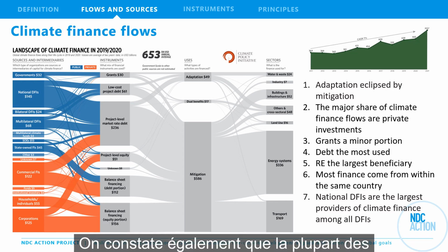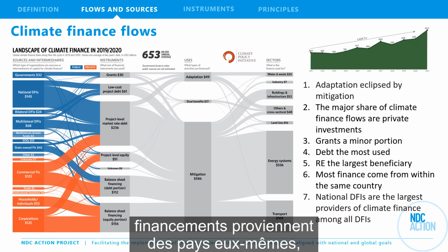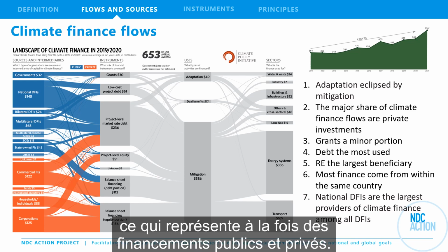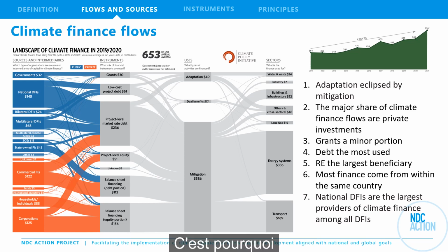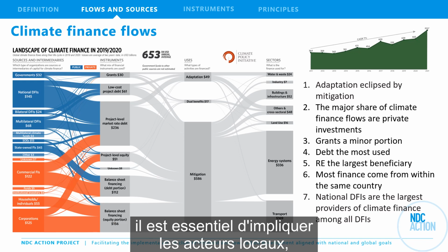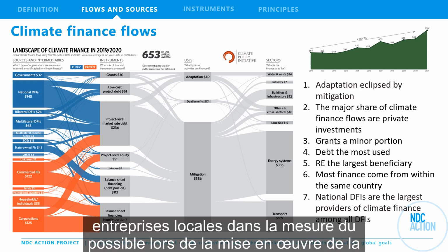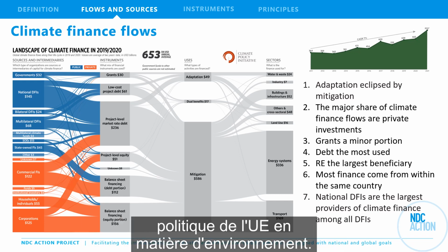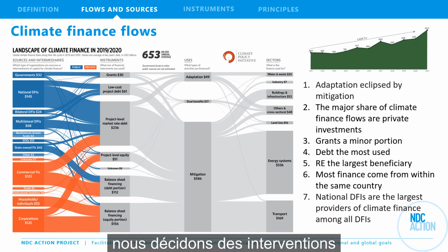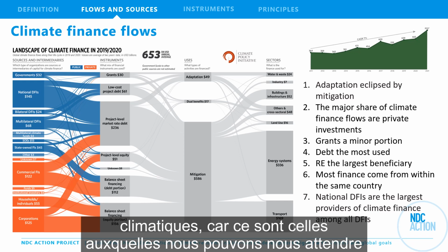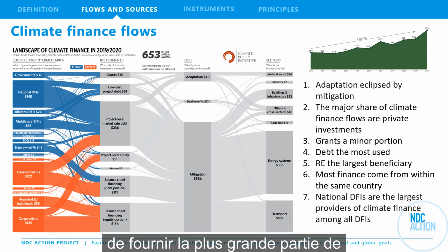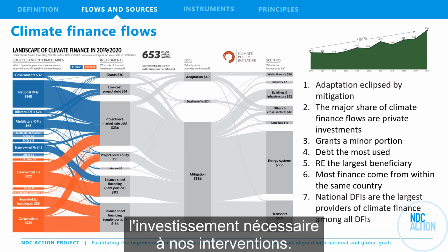We can also see that most financing comes from within the countries themselves, and this accounts for both public and private finance. And therefore, it is important to involve the local stakeholders, the local financial institutions and corporations as much as possible when we decide climate interventions, as these are the ones that we can expect to provide the largest bulk of the investment needed for our interventions.